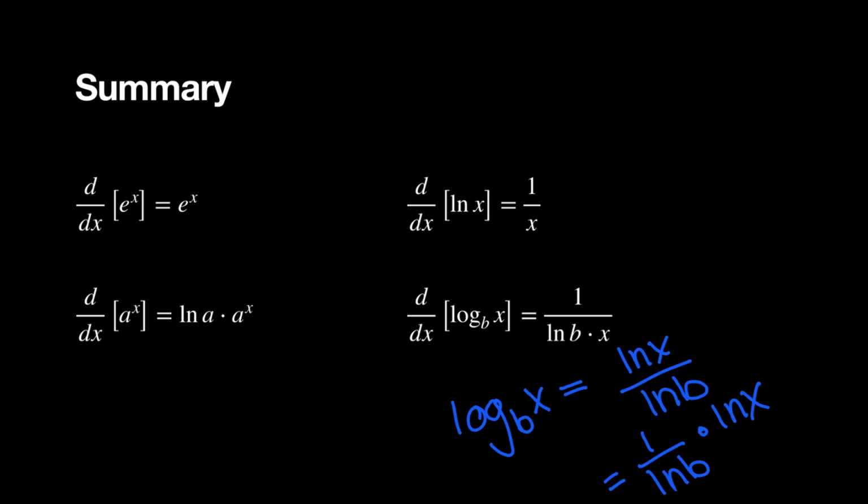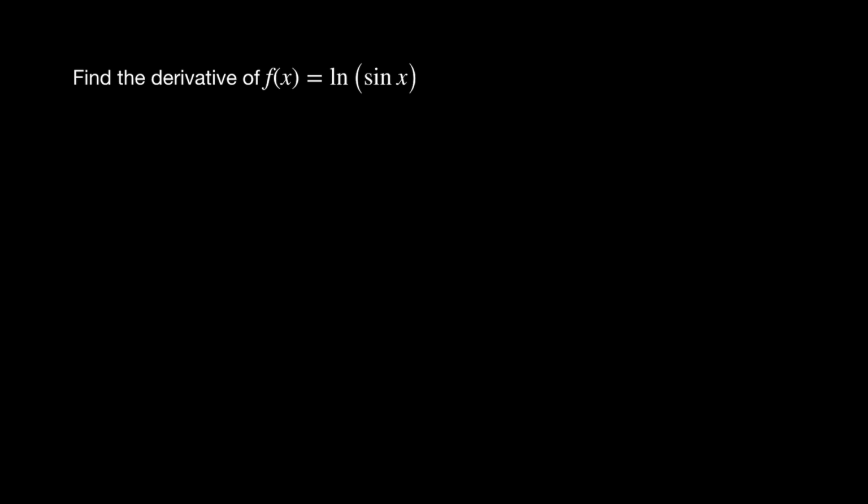So these are some new derivative rules, derivatives for logs and exponentials. And we can use these new derivative rules in combination with everything that we've already learned about derivatives. We can use these rules with our product rule, quotient rule, and chain rule. So let's do an example. Let's find the derivative of f of x equals natural log of sine of x. This is a chain rule problem. This is not multiplication. This is a chain rule problem because the sine of x is inside my log. This is a composition of functions.